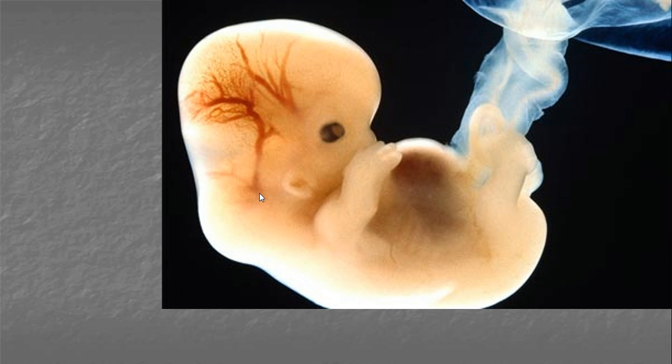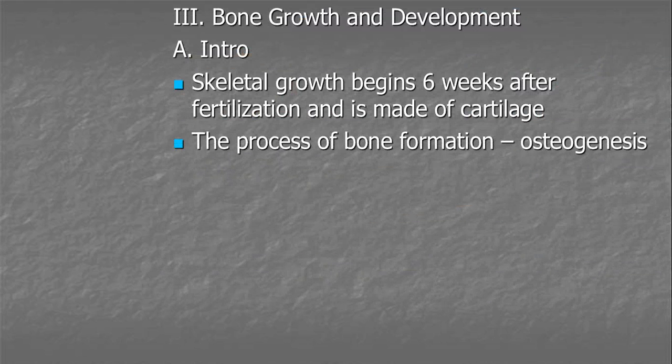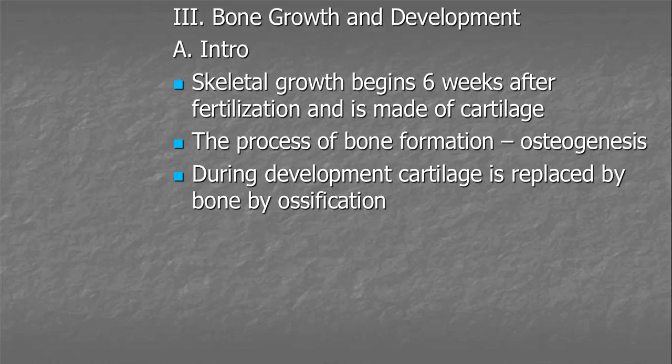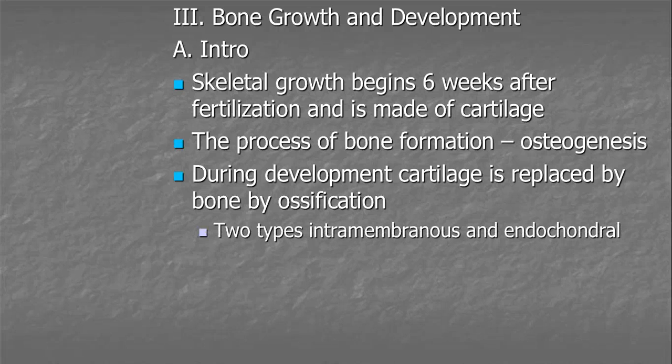So how does this start to occur? Well, it happens through a process called osteogenesis, which is just the creation of bone. During that development, in both types of bone formation, cartilage is replaced by the bone matrix in a process called ossification, and there are going to be two kinds: intramembranous ossification and endochondral ossification.